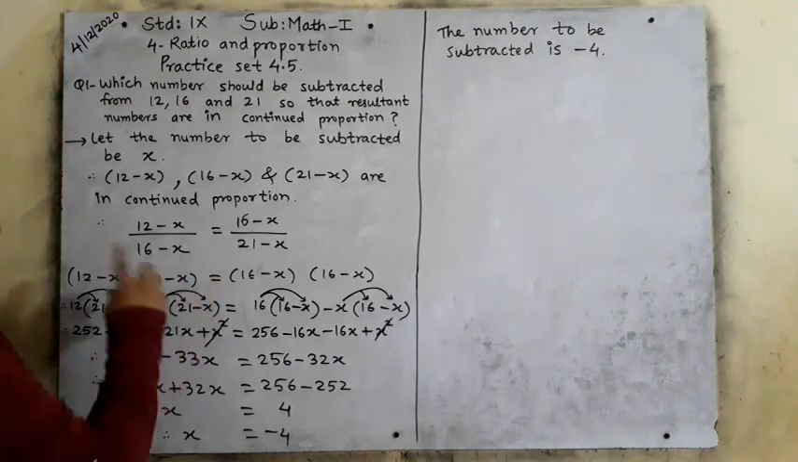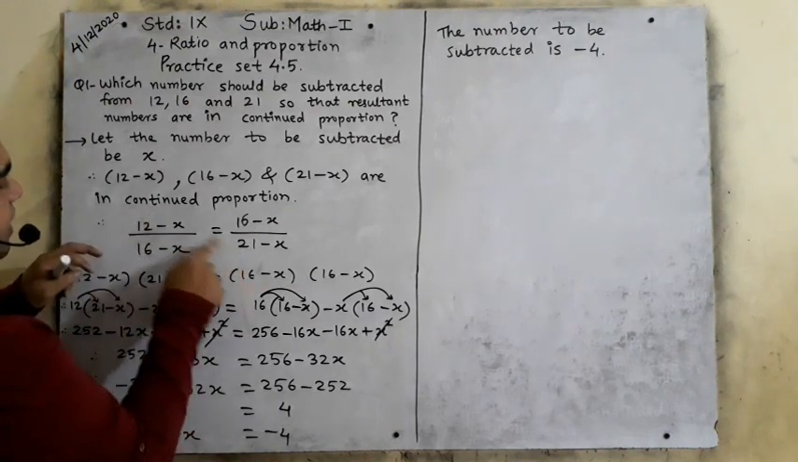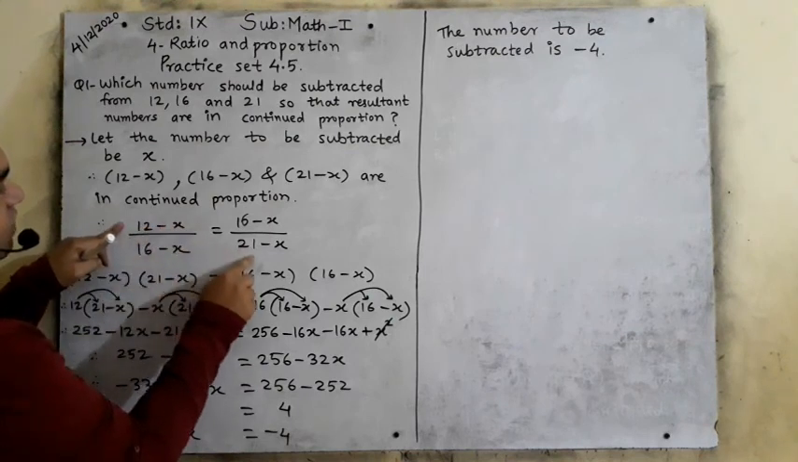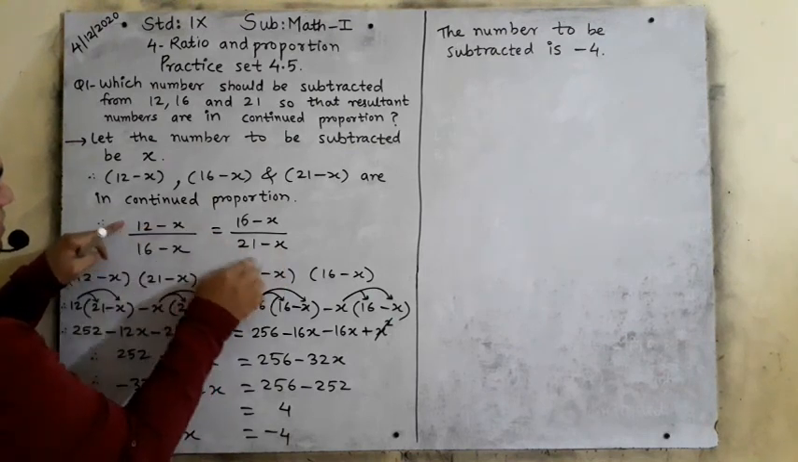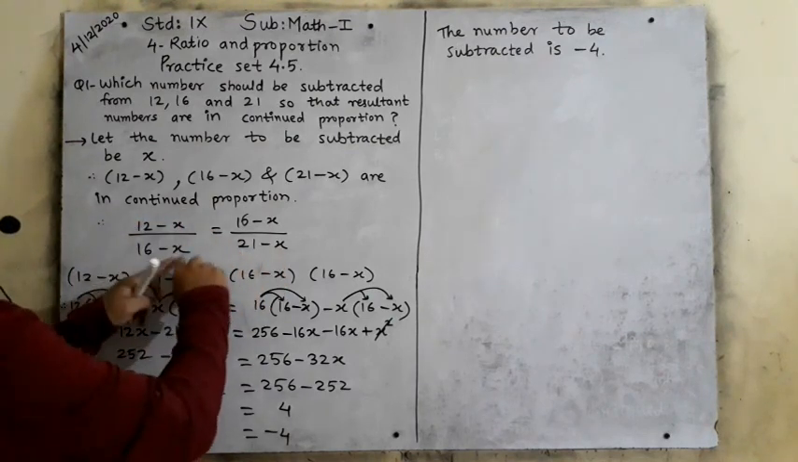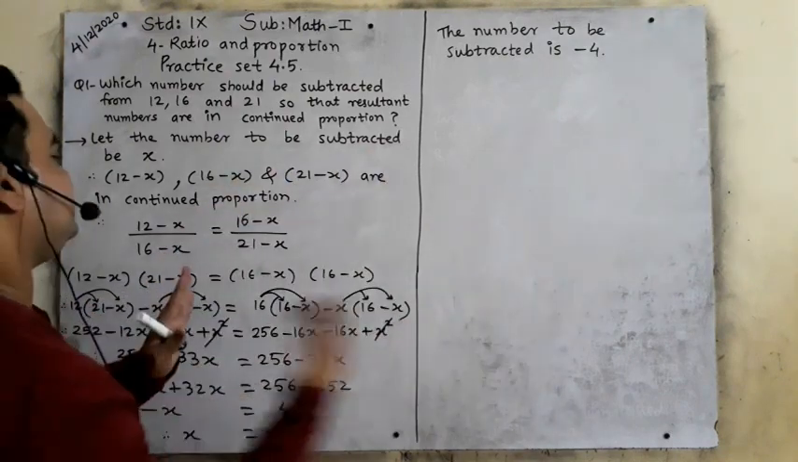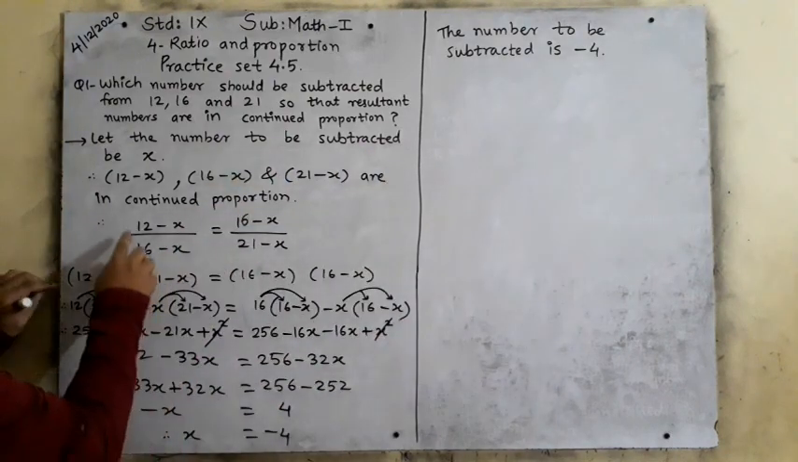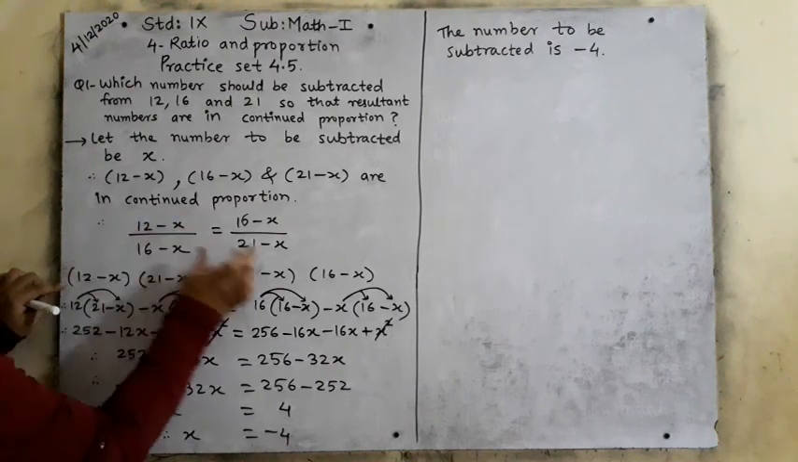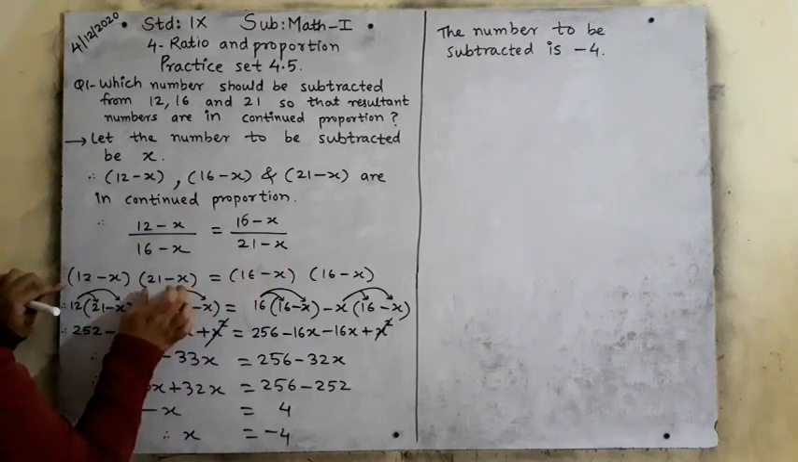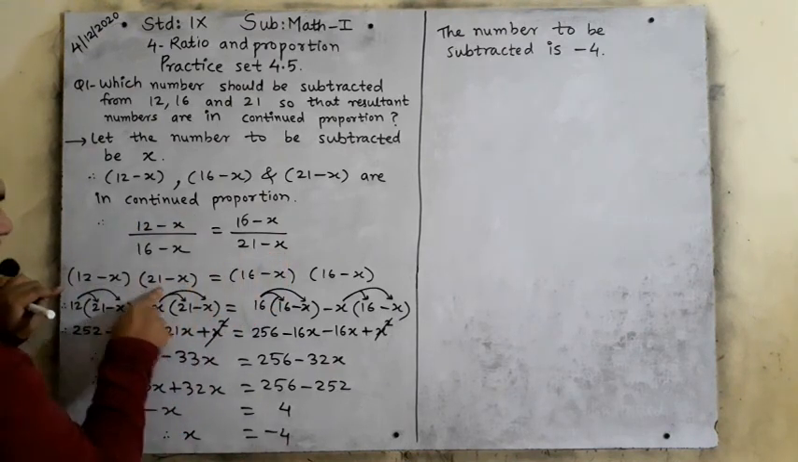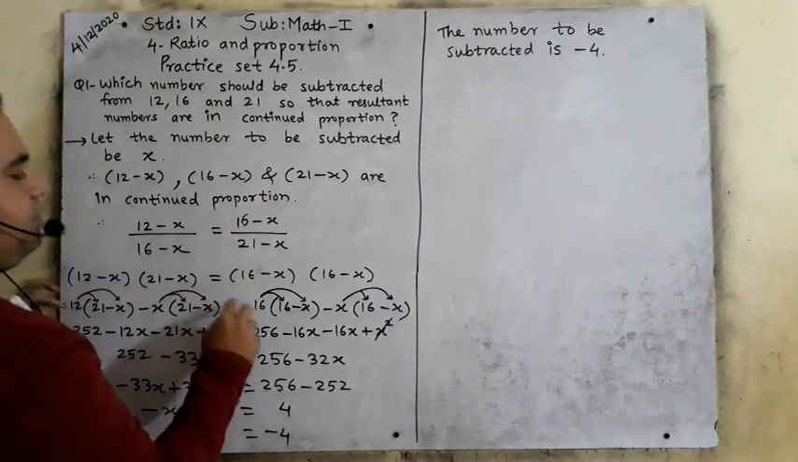So what will you do? Cross multiplication. This will multiply to this. This 12 minus x will multiply to this 21 minus x. These two will multiply to each other, and these two will multiply to each other on the right hand side. See, 12 minus x multiplied by 21 minus x. A multiplied by C is equal to B multiplied by B. See here.